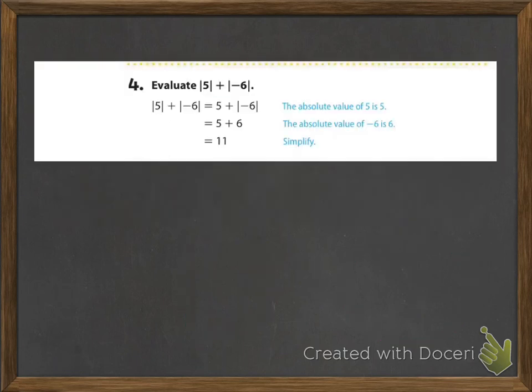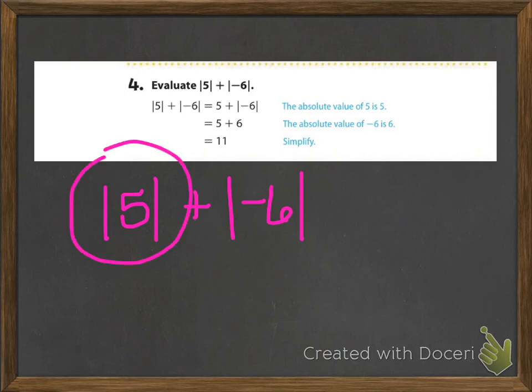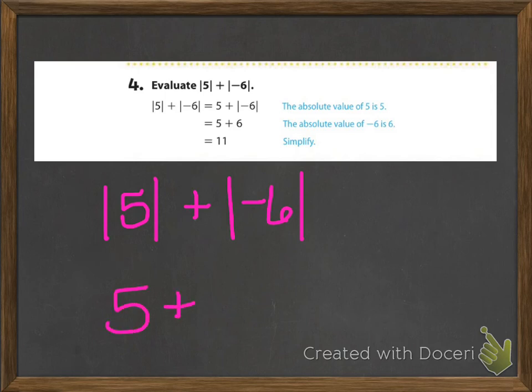Number 4, now this is where it changes up. They want you to actually add stuff here on this one. Now this is what's important. So they give you absolute value of 5 plus the absolute value of negative 6. So here, you got to do each thing individually. So you're just going to take care of this guy first. Absolute value of 5 is 5. Then you're going to take care of this guy. Absolute value of negative 6 is 6. Now add the two guys together. 5 plus 6 gives you 11.